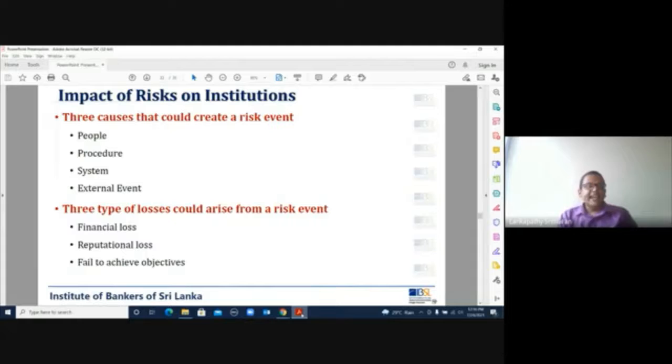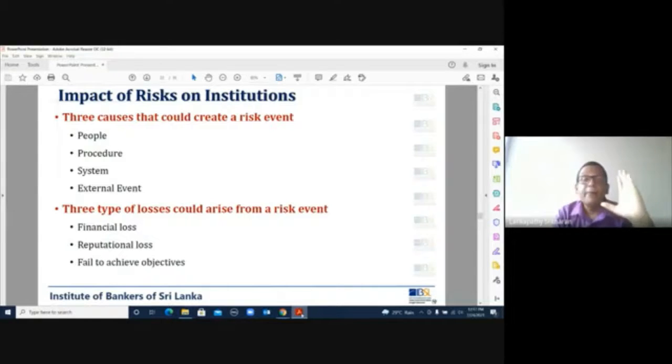So, in any non-financial risk, there may be 4 reasons and 3 losses could arise. So, that is about the non-financial risk. Understand? So actually, if something asks what are the causes that create a non-financial risk, you have to write the 4 reasons, 4 causes: people, procedure, system, and external events. And 3 losses, as I explained to you all: financial losses, reputational losses, failure to achieve the objective.